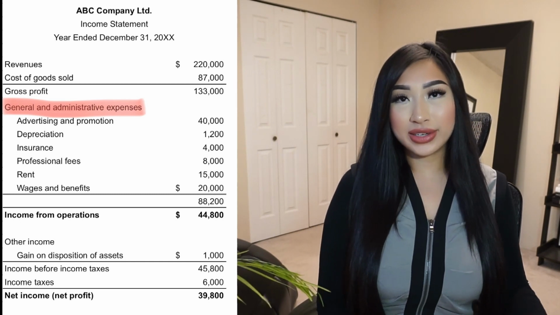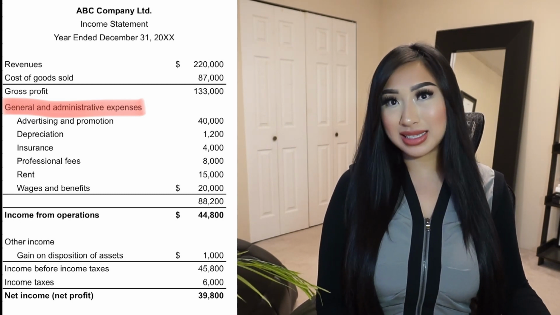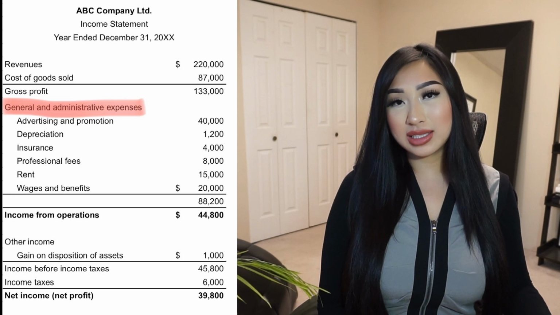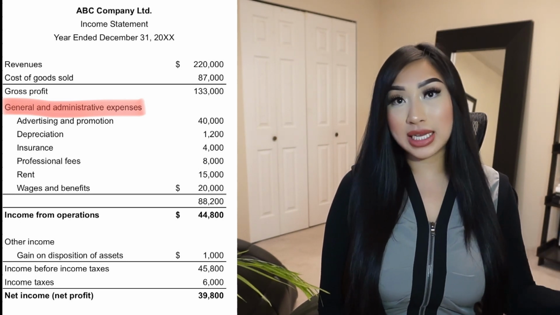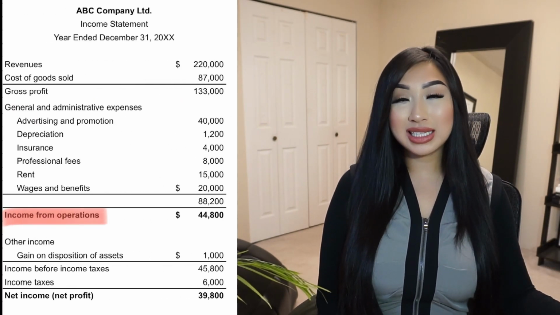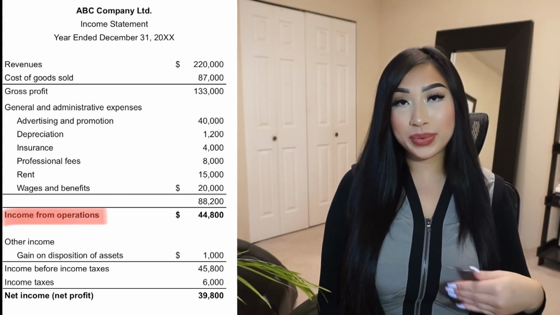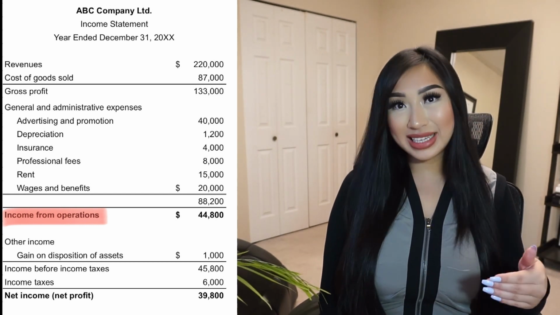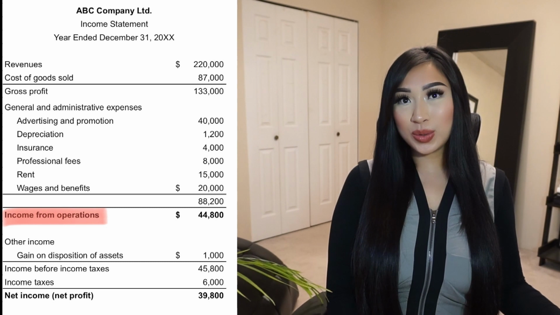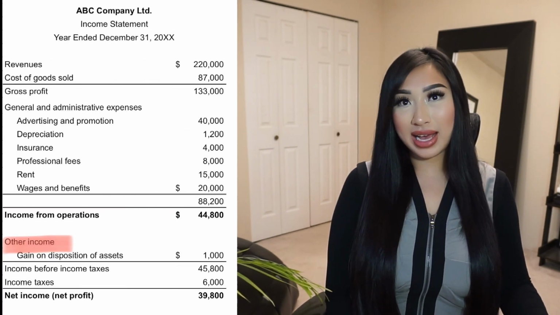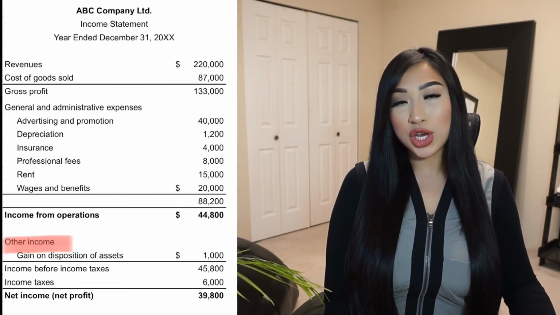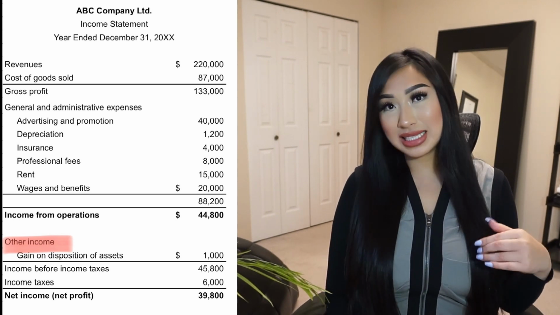All of the expenses here are incurred to operate the business. So for example, your rent, insurance, utilities, meals, entertainment, salary and wages, etc. Once you take gross profit minus your operating expenses, now you have net income from operations. Depending on your business, you may or may not have other income or other expenses, which are more like one-time incidental items.